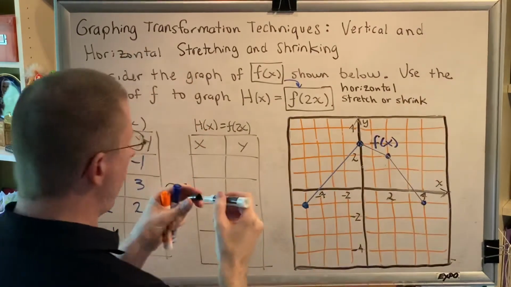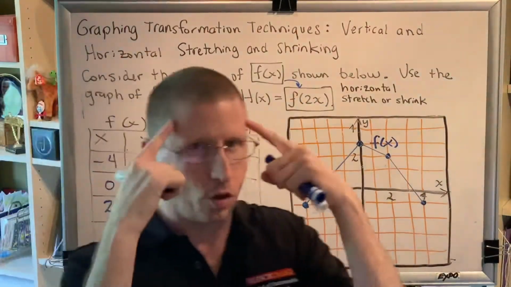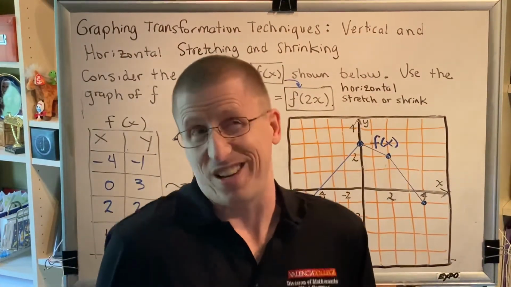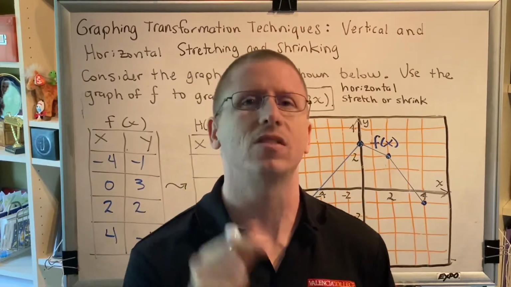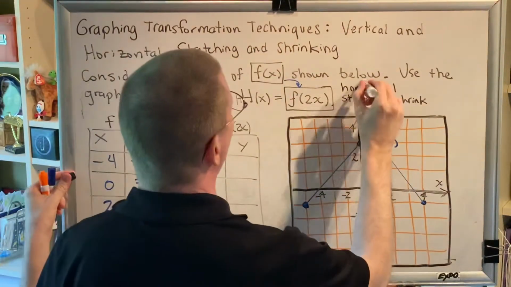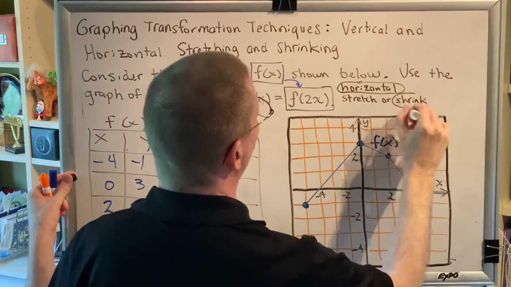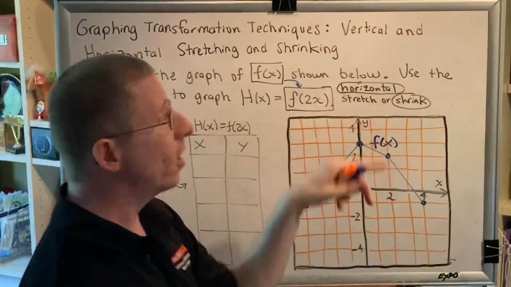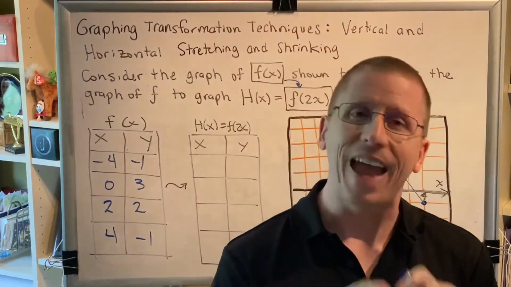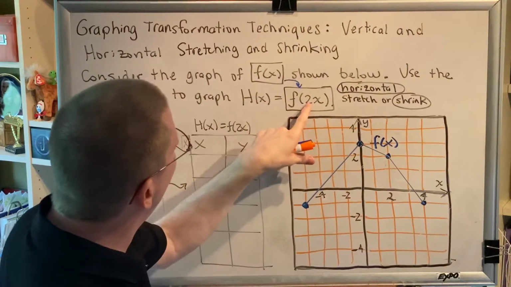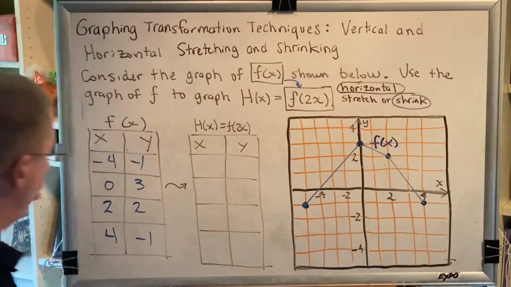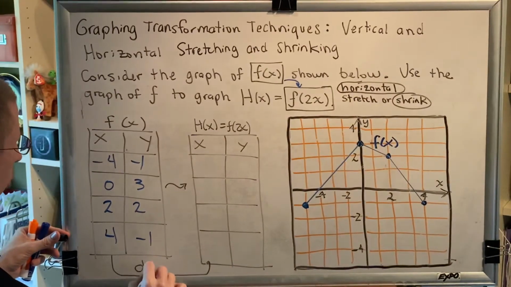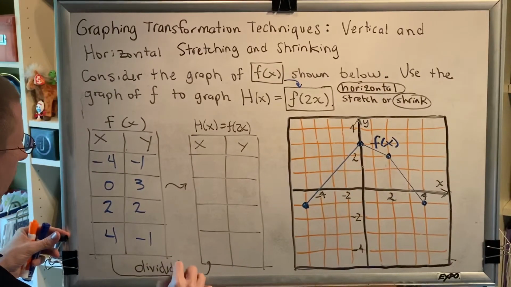Well, the way we do that is we think to ourselves, horizontal changes are backwards from what we would expect. 2 is a number bigger than 1. You'd think that's a stretch, but it's backwards, it's a shrink. So this is a horizontal shrink. Now, to get the new points of the new graph, we have to remember that for a horizontal stretch or shrink, it is the x coordinates that are divided by the multiplying number. So our x coordinates here are going to be divided by 2. The y coordinates do not change.